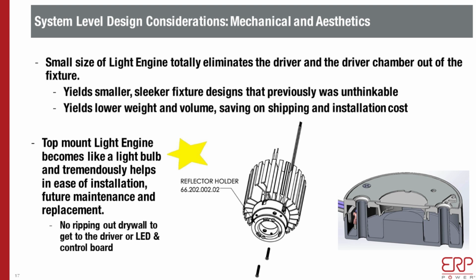Okay, so let's move on to mechanical and aesthetics. This is a very important aspect of the design. As I alluded to, a small size light engine totally eliminates the driver and driver chamber, which is very important. So altogether, you can wipe that out. And also the J-box, but I'm going to talk about that later. Let's hold on to that for the next couple of foils. Essentially, getting rid of that base yields a smaller, slicker fixture design that previously was not thinkable.